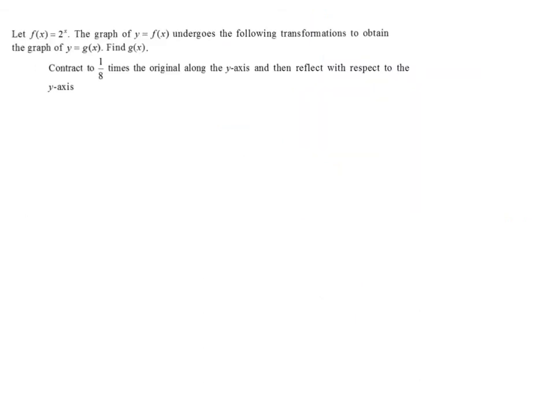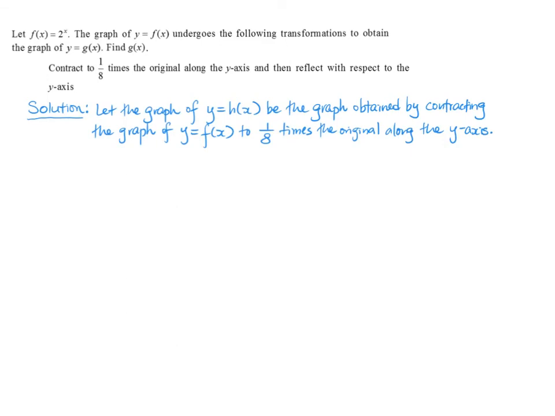For example, f of x equals 2 to the power of x. So f of x goes through these transformations to get to g of x, and then we want to find the equation of g of x. So firstly, f of x is contracted to 1/8 times the original along the y-axis, and then it's reflected with respect to the y-axis. So first of all, I let the graph of h of x be the graph obtained by contracting the graph of f of x to 1/8 times the original along the y-axis.